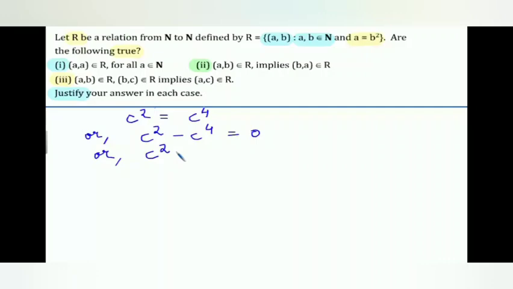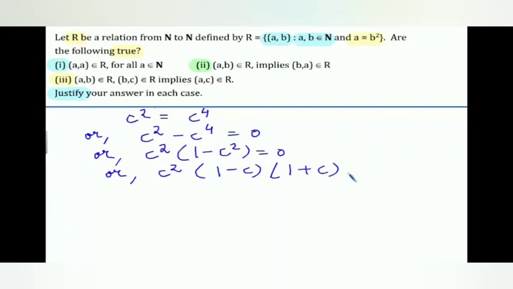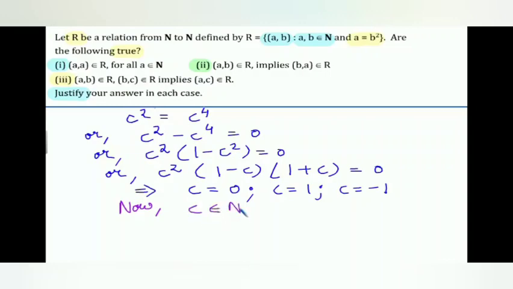C square minus C raised to 4 is equal to 0. Now take common C square in bracket: 1 minus C square is equal to 0. So C square in bracket, 1 minus C, 1 plus C is equal to 0. So C is equal to 0, or C is equal to 1, or C is equal to minus 1. So it's possible only and only for 0, 1 and minus 1, but here C belongs to natural number. So C never becomes 0 or minus 1.